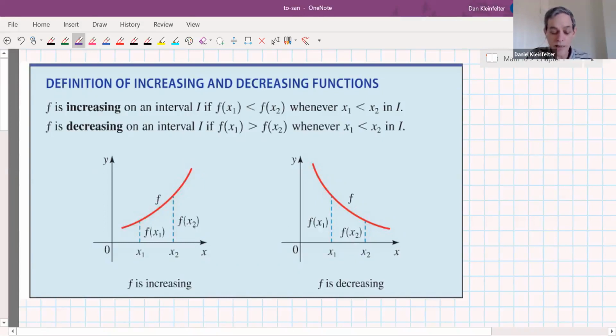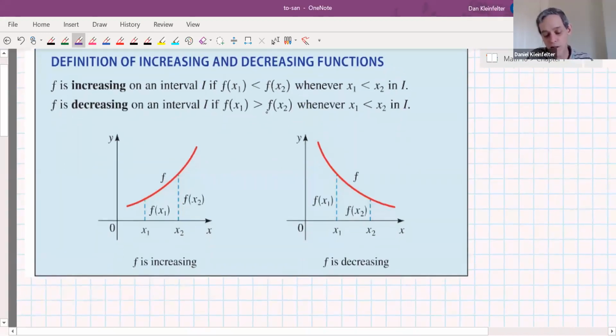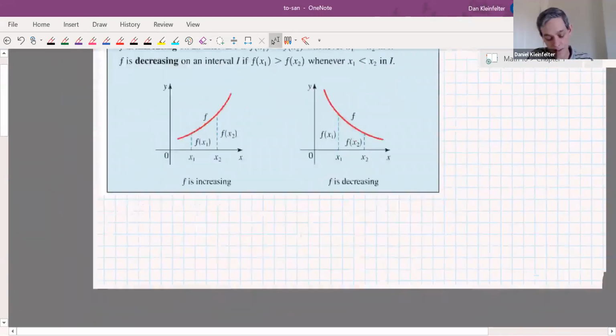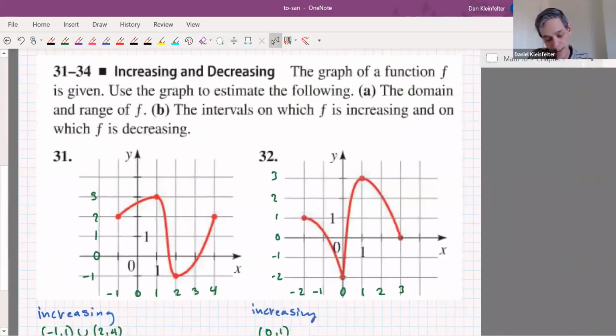So spend a little time to take a look at this picture and make sure that you can match it up with the wording that goes above. It still will boil down to, as you look left to right, is the graph going up or down? But it's good to get used to that kind of formalism. So let's try a couple of examples.